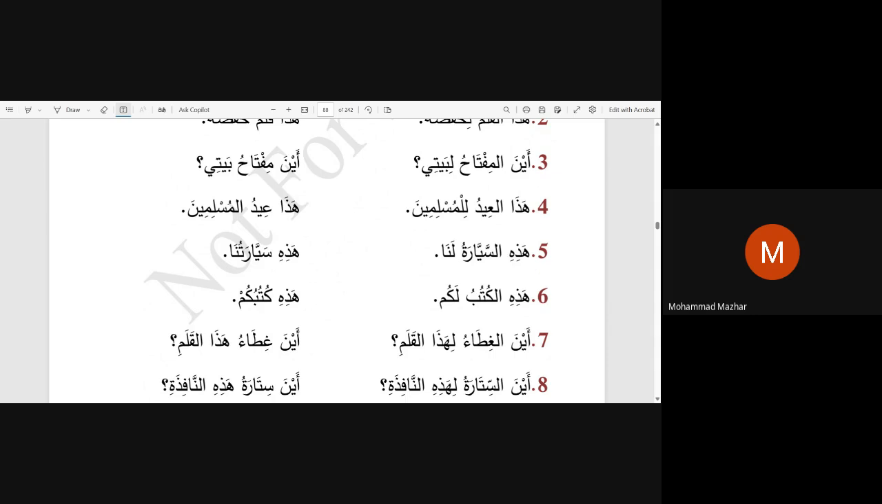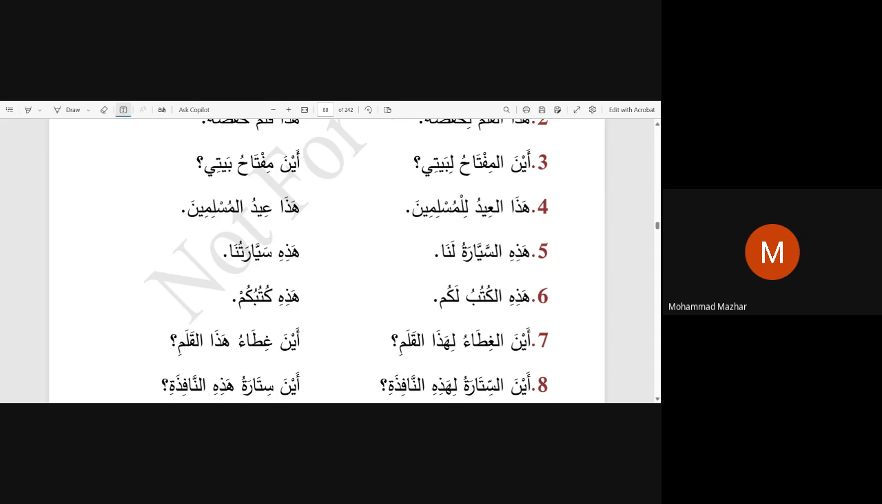هذه السيارة لنا. This car is for us, or it belongs to us. Sayyara has an alif lam: هذه السيارة. And lana, the lam is lamul mulk. It belongs to us. The lam there is lamul mulk, and it has the damir muttasil. Are you with me? Lana. Sayyara has the alif lam, al, and the damir has lamul mulk, lana.